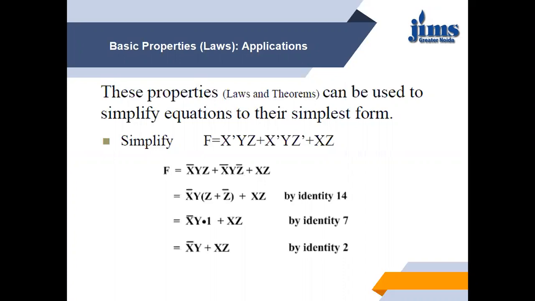So x bar y and 1, plus xz. This is identity number 7, but you need not write identity number 7. You just have to take common and put the value equal to 1. That's enough. Then again, x and 1 is x, so we are left with x bar y plus xz. Here we had 3 terms, and now I have reduced it to 2 terms.